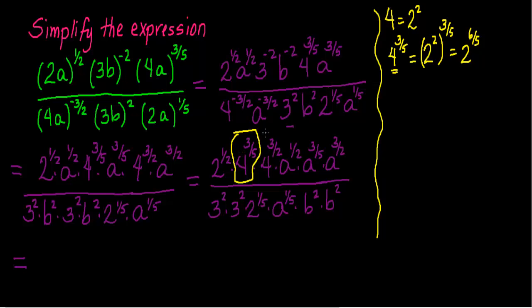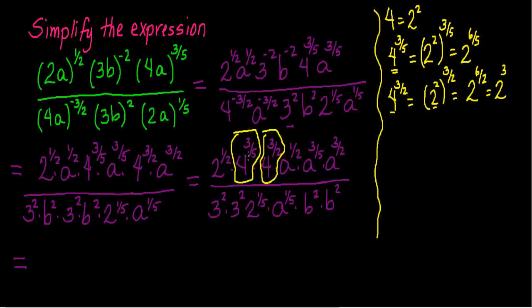I'm going to do the same with this one. 4 to the 3/2 power. Look at what happens. 4 to the 3/2 power is 2 to the second power, which is my 4, that's your base, and then that's raised to the 3/2 power, and that is the same thing as multiplying exponents. That becomes 2 to the 6/2 power, which is 2 to the third power.